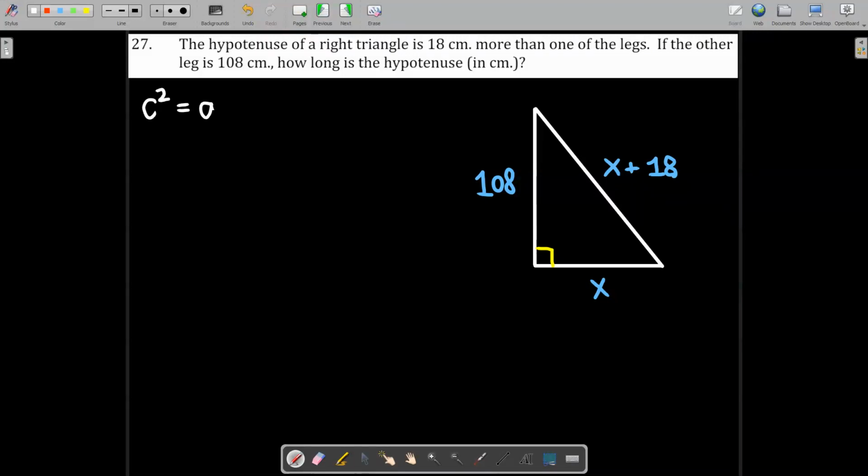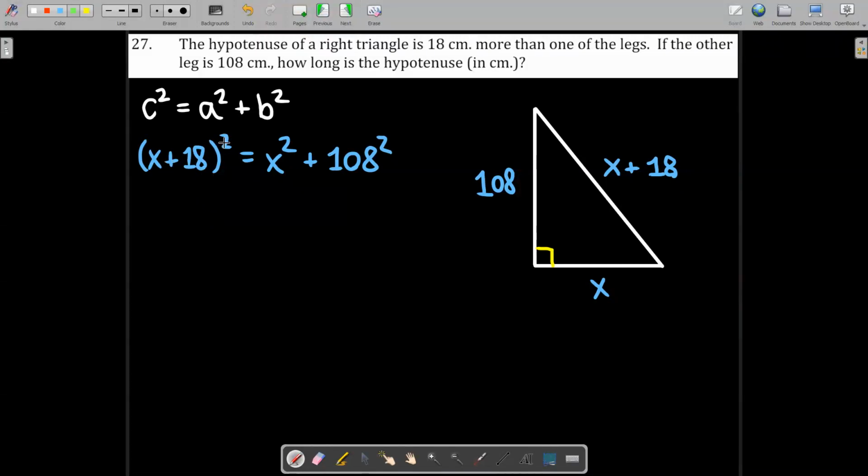C squared is equal to a squared plus b squared, or vice versa, a squared plus b squared equals c squared, whatever. The legs are a and b, and the hypotenuse is the c squared. So when we plug this in, it would be (x plus 18) squared equals a squared would be x squared, and b squared would be 108 squared. So we just do a little bit of simplifying here.